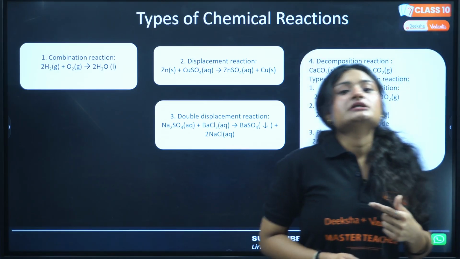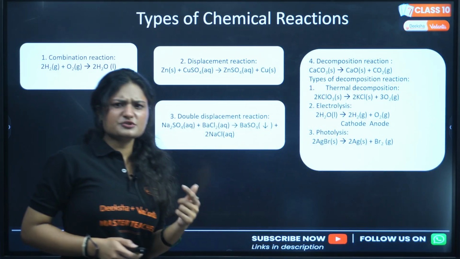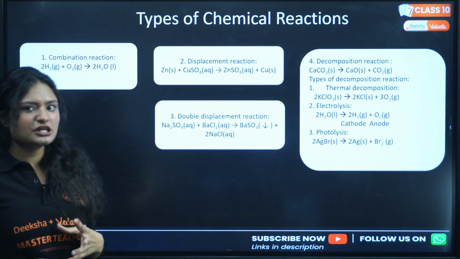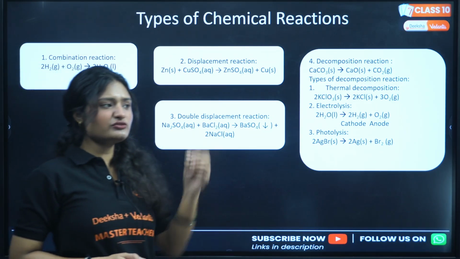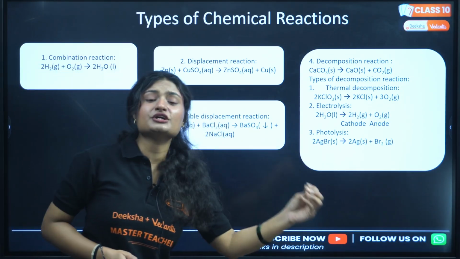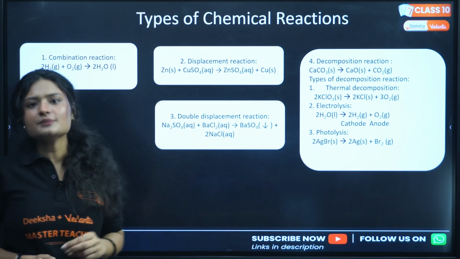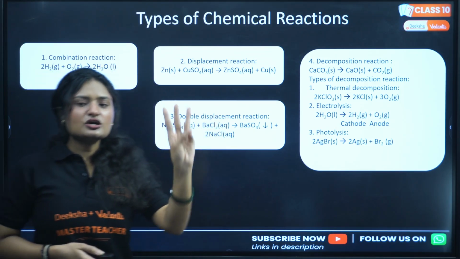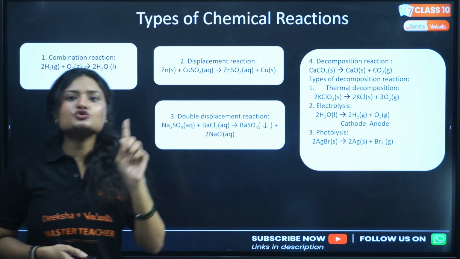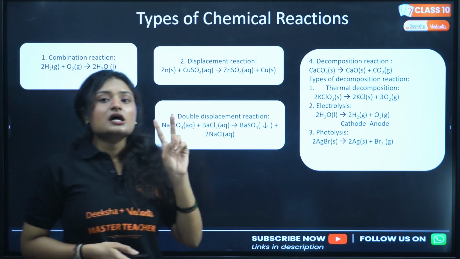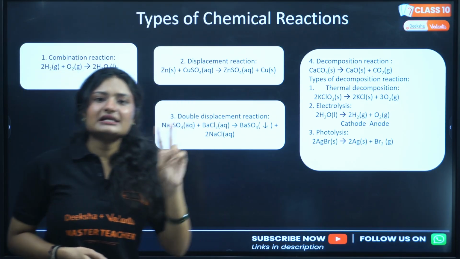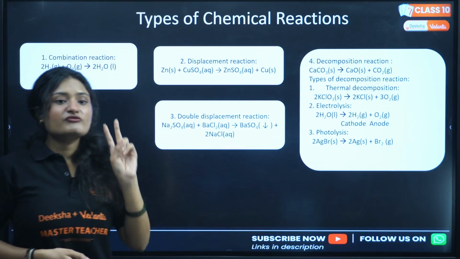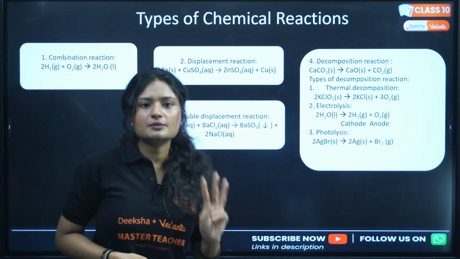Next one is decomposition reaction. What is a decomposition reaction? It is the opposite of combination reaction. In a decomposition reaction, one reactant is getting broken down into multiple products. The decomposition can be done in 3 ways: thermal decomposition, electrolysis, or photolysis. Thermal decomposition means using heat. Electrolysis means using electricity we are decomposing, and photolysis means using sunlight we are decomposing a substance.